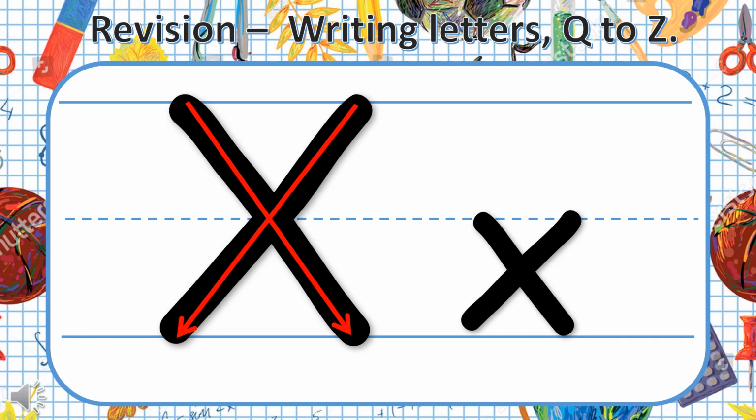Okay, let's look at the lowercase x. And this letter is very much the same as the capital. You're just going to do a smaller one. So we're going to put our pencil on the middle line, and we're going to do a skew line to the bottom line. Lift your pencil. Put it on the middle line again. And then do another skew line going across your first line to the bottom line. Good job, everyone.